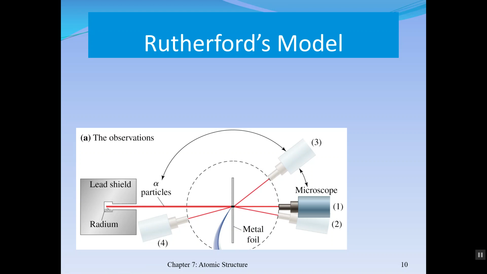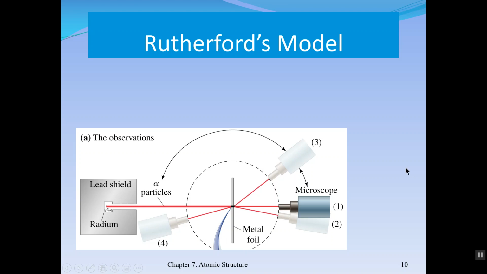Now, if you don't know what alpha particles are, they are basically the nuclei of the helium atom, and they are positively charged. So the alpha particles will be shot from this area right here, where the radium is producing them, straight directly to the metal foil here.